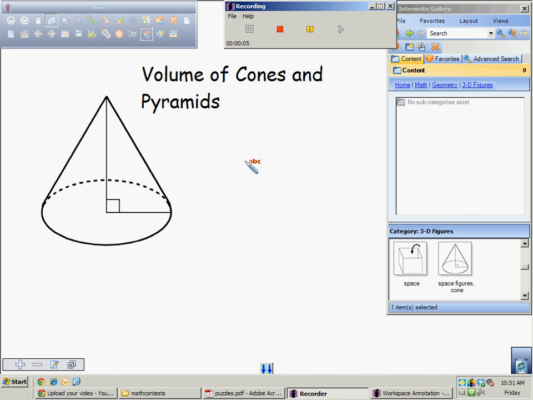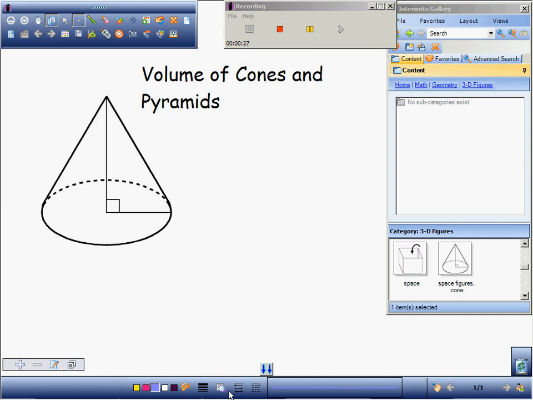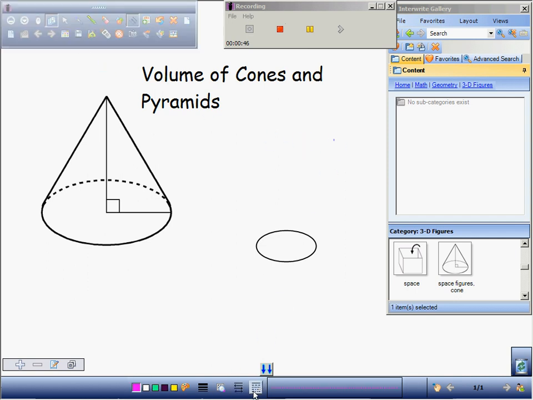An oblique cone. Let's see if I can draw an oblique cone. Let's make these lines solid. That would be a picture of an oblique cone, okay?